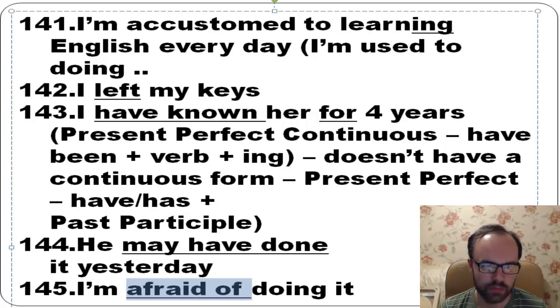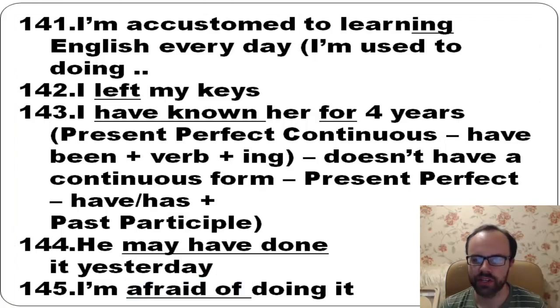So, I'm accustomed to learning English every day. I'm used to doing it. I left my keys. I have known her for 4 years. So present perfect continuous, have been plus verb plus ing, doesn't have a continuous form. Present perfect, have or has plus past participle. He may have done it yesterday. I'm afraid of doing it. Good.